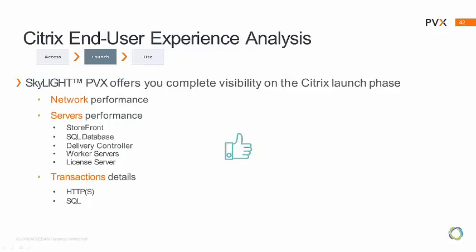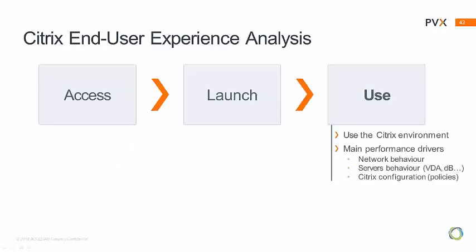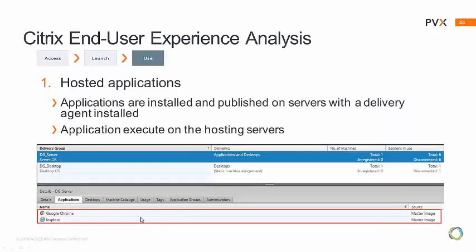That's an option. If you don't have a packet broker architecture that's doing SSL decryption for you to provide layer 7 visibility, we have the option to provide that. And then the user layer, right? The Citrix environment, main performance drivers. Once again, network behavior, Citrix configuration from a policy perspective.